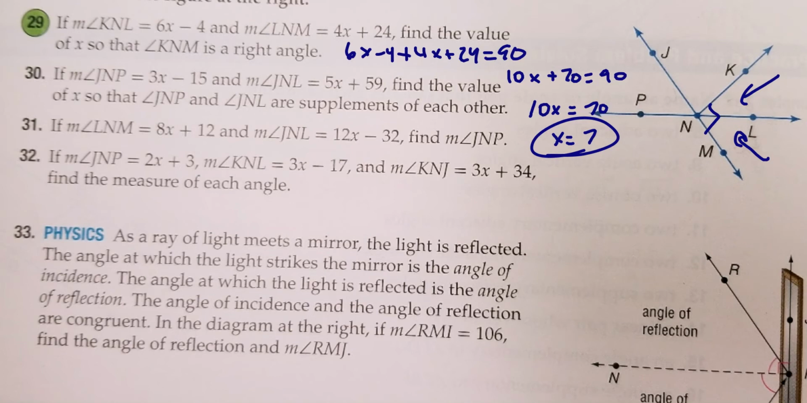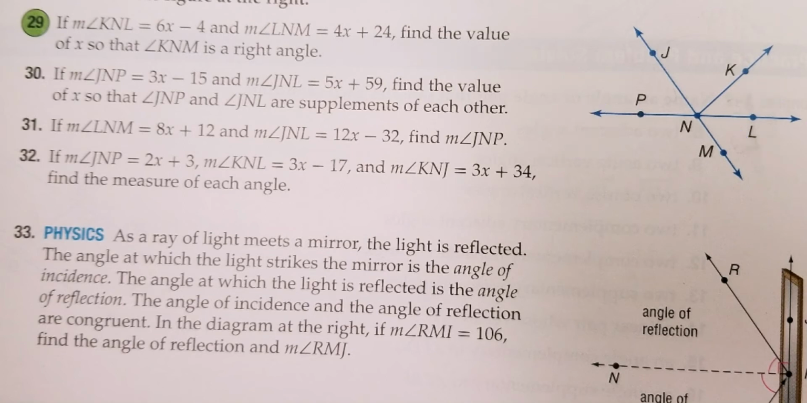Now I'm going to find the measure of the angles. 6 times 7 is 42. Minus 4, that's going to be 38 degrees. And then 4 times 7 is 28. Plus 24 is 52 degrees. All right. So that's it.